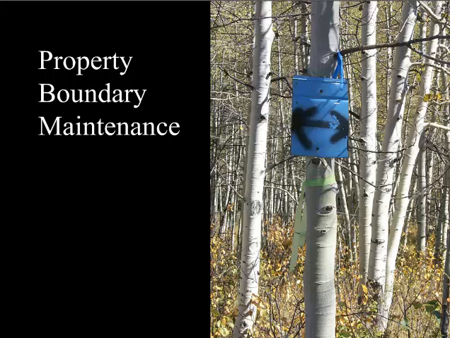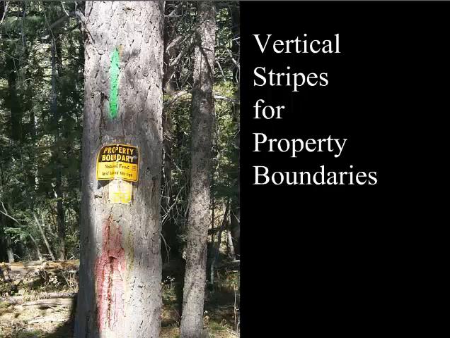If you're sure of where your property lines are, it's really a good idea to go ahead and keep them maintained over time. Keep the paint fresh and the flagging fresh. Over time, the paint wears away and the flagging falls off. Typically, it's a standard convention to use vertical stripes on the trees along the edge of the property boundary to show where the property boundary is.